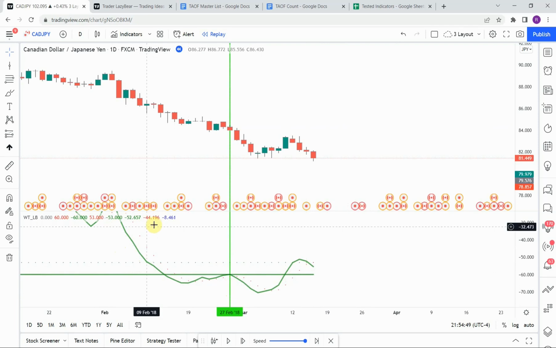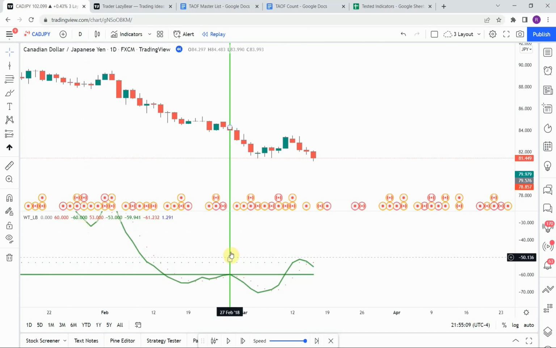This red one here is the red dots. I know it's kind of hard to see, these red dots that actually follow the green line. And then we have the green dots here, and we have our green line right here at the 60 mark, the negative 60 right above my cursor there.